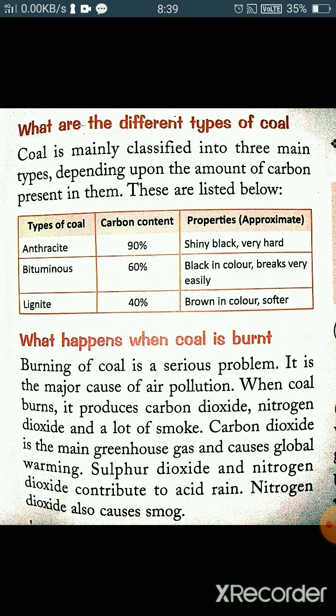Now what happens when coal is burnt? Burning of coal is a very serious problem, as we all know that coal contains carbon, and when carbon burns, it creates pollution in the environment. So when coal burns, it produces carbon dioxide, nitrogen dioxide and a lot of smoke. And we know that carbon dioxide is the main component of greenhouse gas and it causes global warming. Sulfur dioxide and nitrogen dioxide are also produced, which cause acid rain.